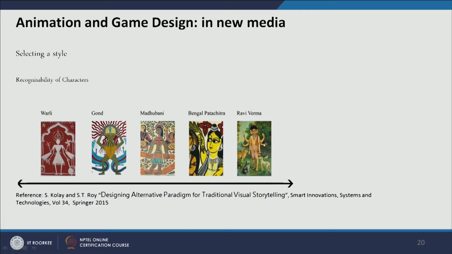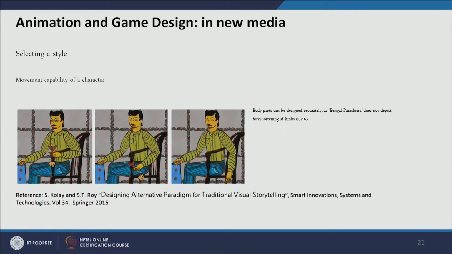But Ravi Varma's painting depicts every feature in minute detail. So the level of abstraction is low. As we go to the left hand side, the level of abstraction is higher. Warli is the most abstract, so the features of the character and the backdrop are not defined. And Ravi Varma's painting is the least abstract in nature. So if we translate Ravi Varma's style, it will be very easy to animate.